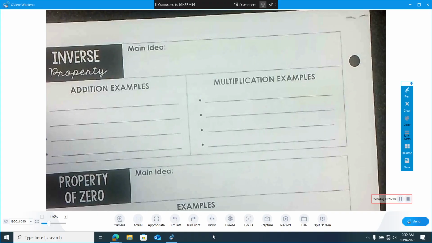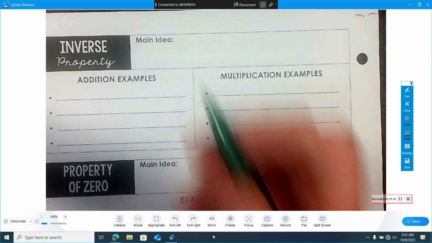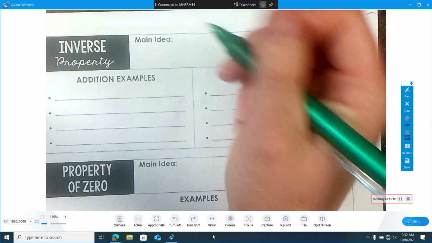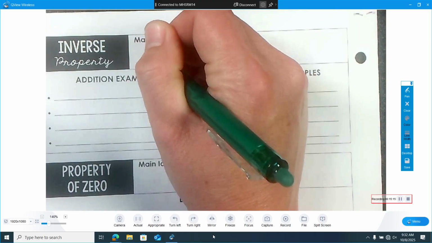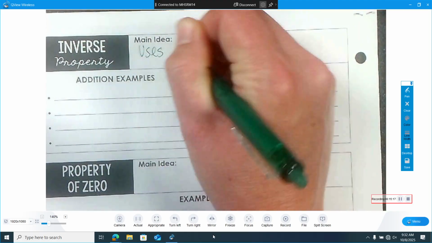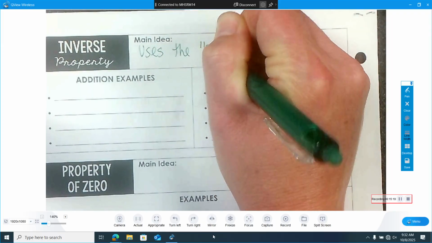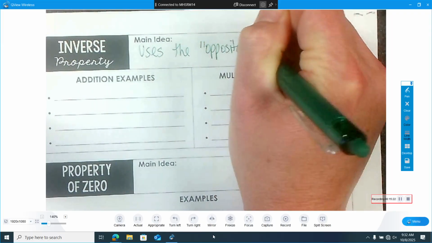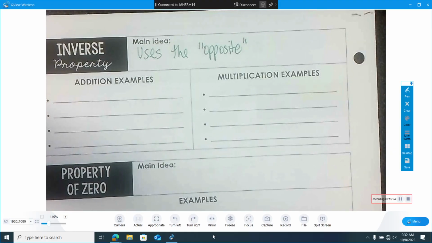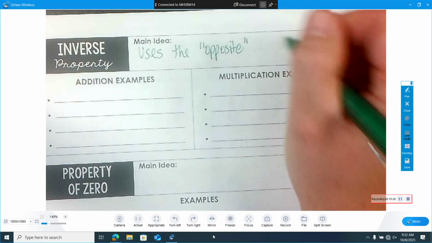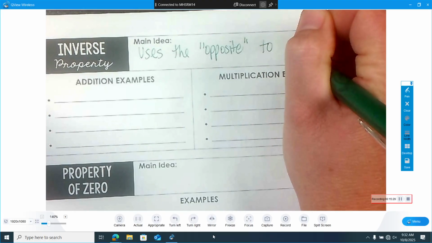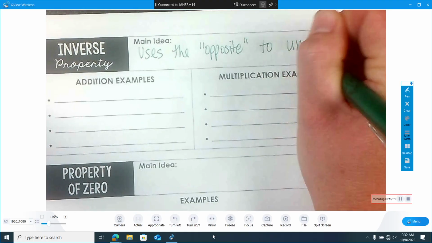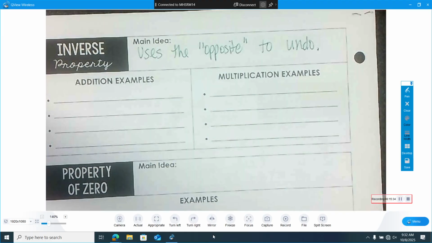All right, so the inverse. Inverses are very important. An inverse sort of uses the "opposite", and I'm going to put that in quotes because I don't really like it. It uses the opposite to undo something.